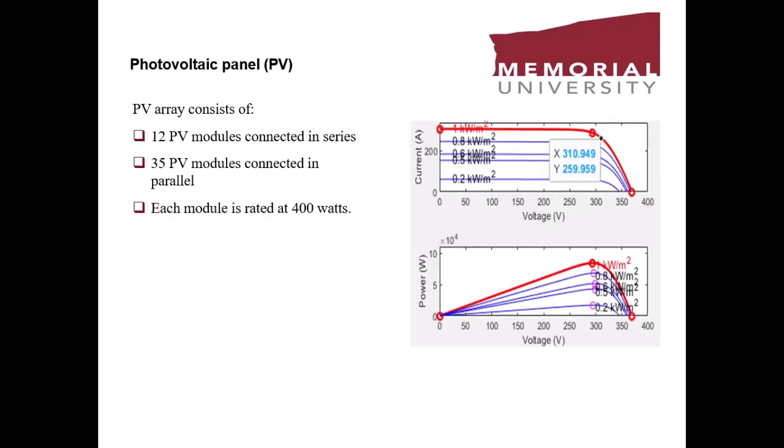This model can be connected in series and parallel to form strings or arrays. PV arrays consist of 12 PV modules connected in series and 35 PV modules connected in parallel, and each module is rated at 400 watts. This figure illustrates PV output current and power under different irradiances. The PV system has 4 parts: DC boost converter, battery pack, 3-phase inverter, and PV cell.